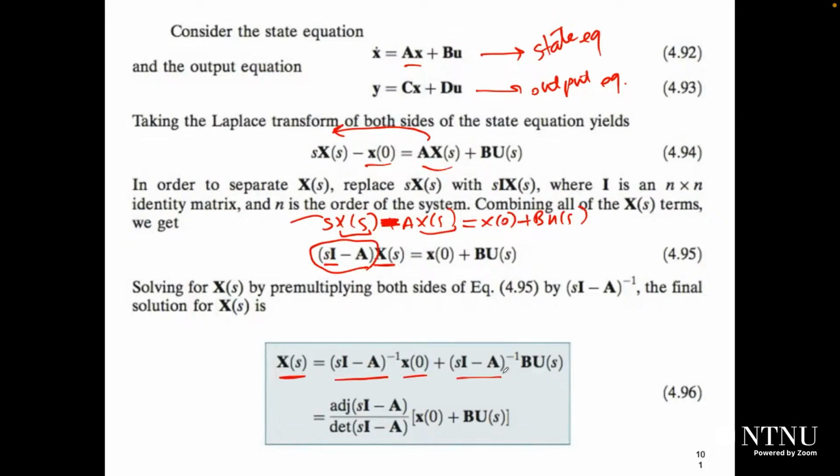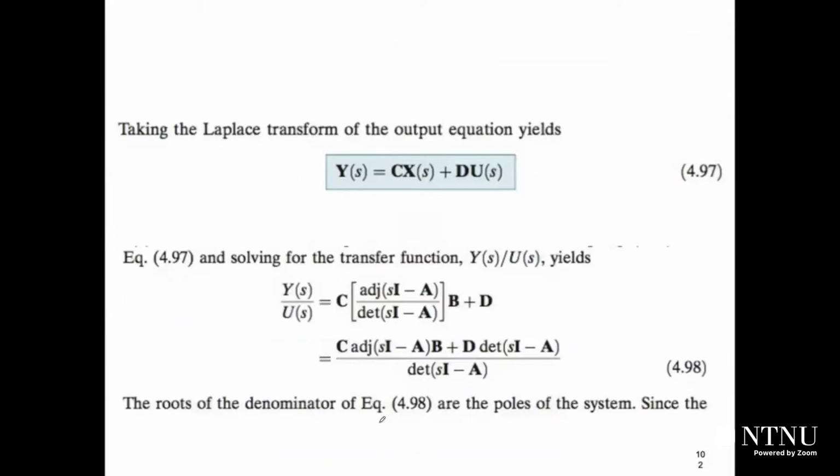We can take (sI minus A) inverse as a common factor, so what will remain is x0 plus BU(s). To get (sI minus A) inverse, it is the adjoint of this matrix divided by its determinant.